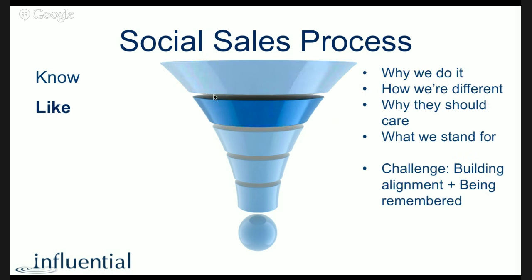Next, they need to like us. And this is all about why we do it, but really why it's relevant to them, why they should trust us, and how we're different to alternatives or what they're doing at the moment. The challenge here is building alignment and being remembered and building that rapport and relevance. And it's not just social liking, as in, oh, I really like them. It needs to be much more than that. It needs to be a deeper alignment.